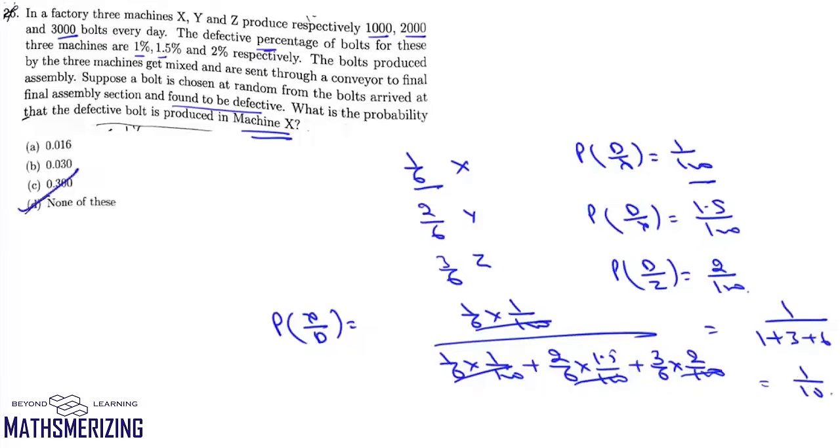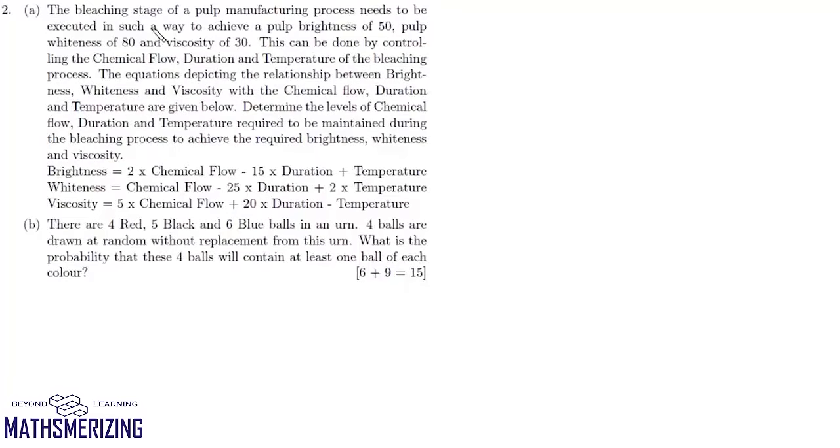Option number D. Now question number 2 is: the bleaching stage of a pulp manufacturing process needs to be executed in such a way to achieve a pulp brightness of 50, pulp whiteness of 80 and viscosity of 30. This can be done by controlling the chemical flow, duration and temperature of the bleaching process, and then we are given some equations. First we need to write these linear equations. So let chemical flow be x, duration be y and temperature be z.